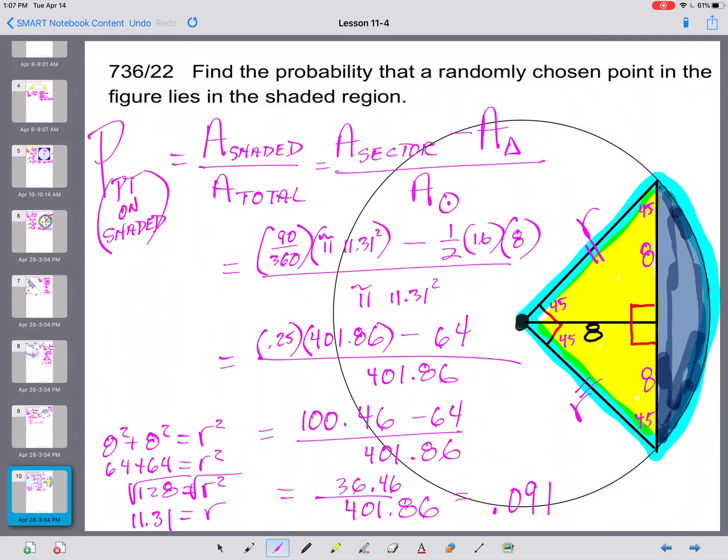Okay, that's the decimal. I want to change it to a percentage. What's the percentage going to be? Move it once, twice, there it is, 9.1%. Again, that's the area that was shaded divided by the area total. Okay, and that's the end of going over homework 736.